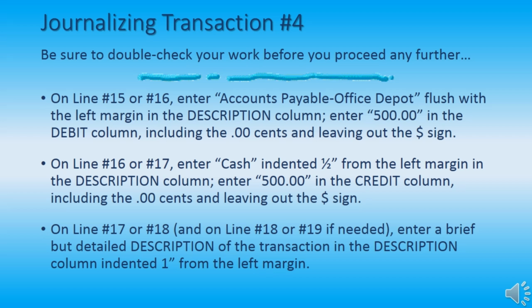And then you're going to enter accounts payable, Office Depot, flush with the left margin in the description column. Enter 500 in the debit column, including the 0 cents and leaving out the $ sign. On line 16 or 17, depending on which one follows after the first one, enter cash indented 1/2 inch from the left margin in the description column. Enter 500 in the credit column, including the 0 cents and leaving out the $ sign.